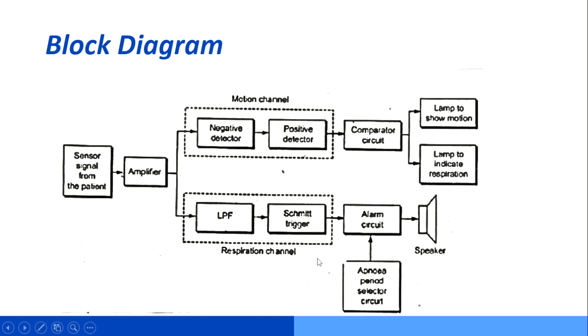The respiration channel also contains two components. The first one is a low pass filter, which allows the low frequency signal, and the Schmitt trigger, which triggers a signal when the patient is not breathing for a particular time interval.